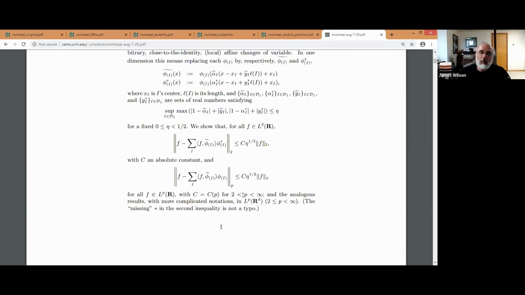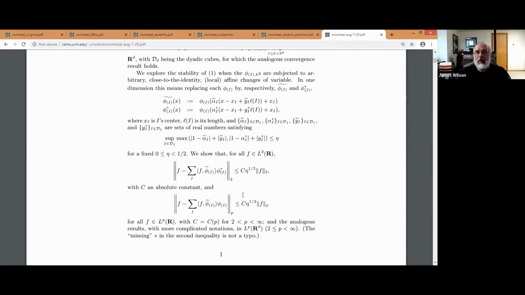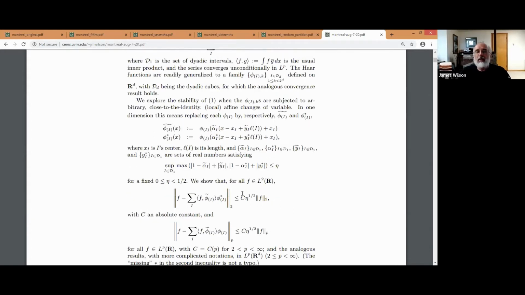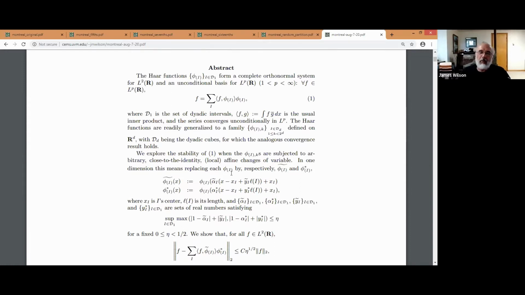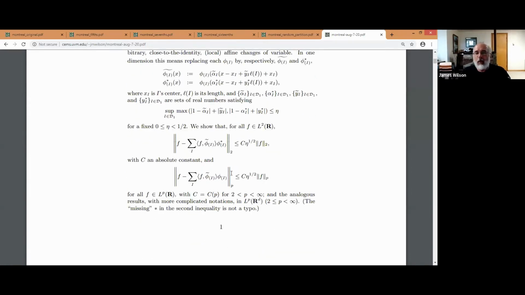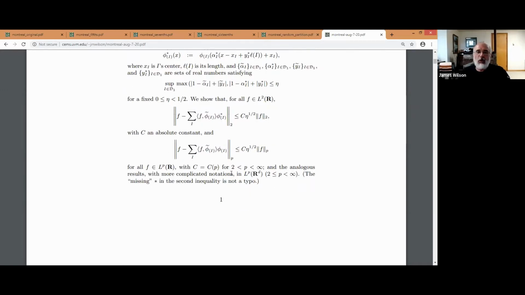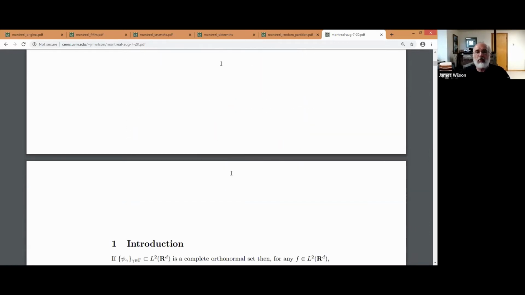What's difficult about this, what I should point out, is that the Haar functions have discontinuities that you can't ignore. They have non-removable jump discontinuities. Proving things like this is basically a way of getting almost orthogonality of families of functions without asking that the functions be smooth in any natural sense. Okay, so that's the abstract.